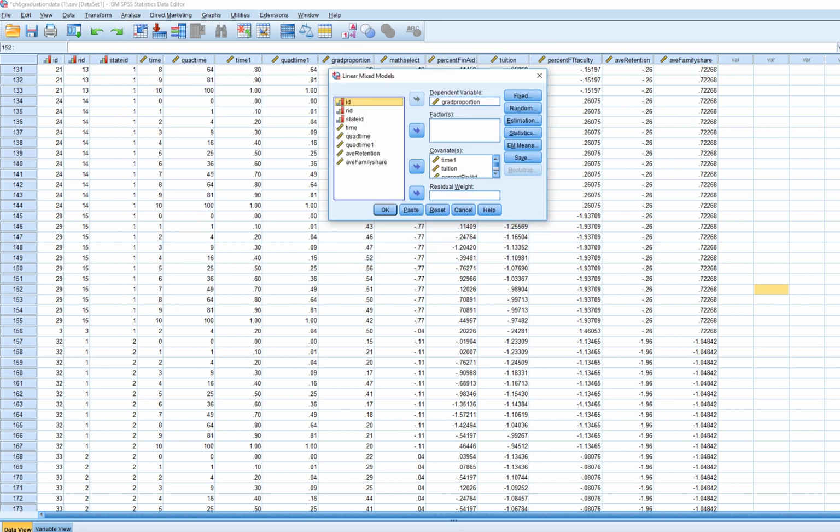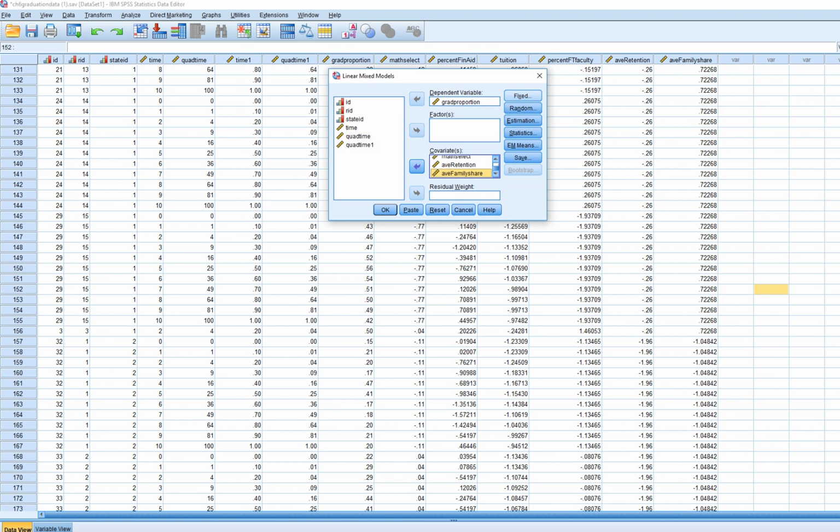So now we're going to go to Analyze, Mixed Models, Linear, and we're going to continue on with our previous specification. Like I said, if you haven't already looked at the previous videos, you'll want to do that because things get pretty heady very easily. So we're going to add in our level 3 predictors of retention and average family share.